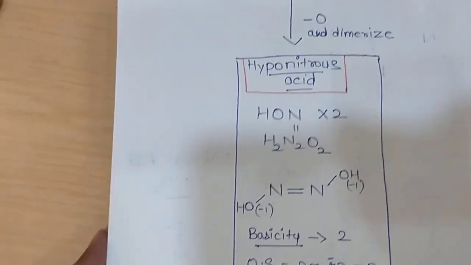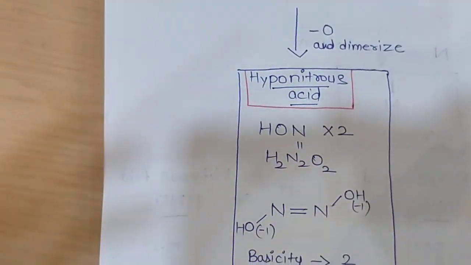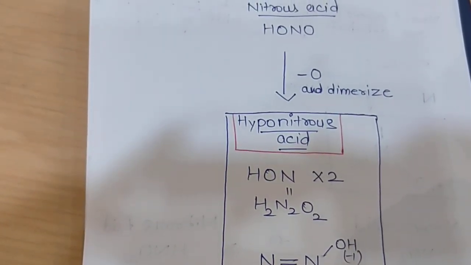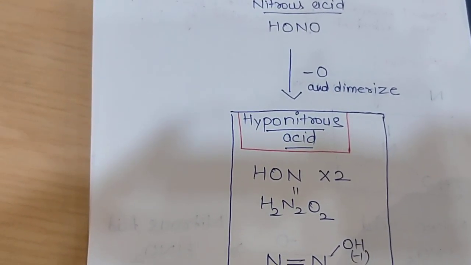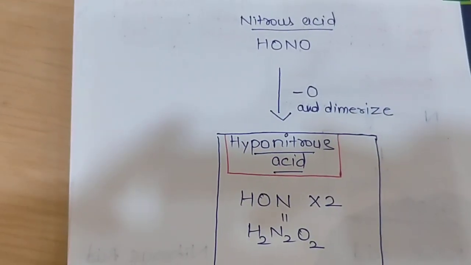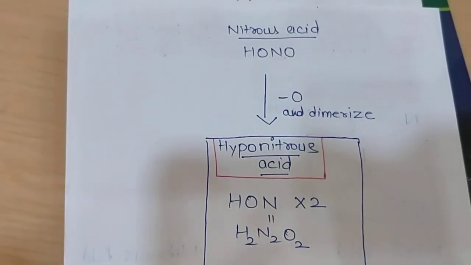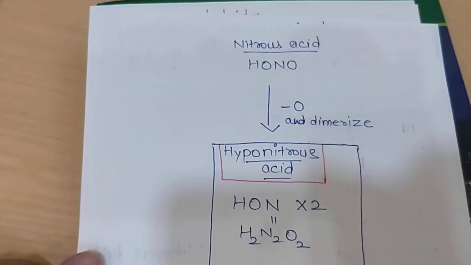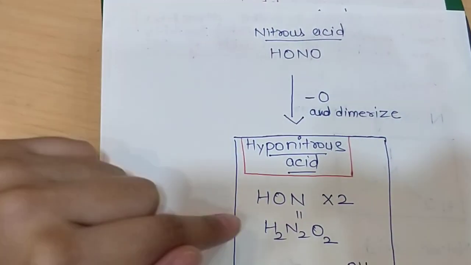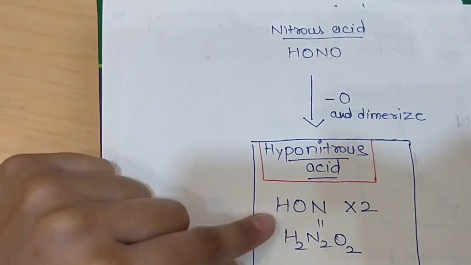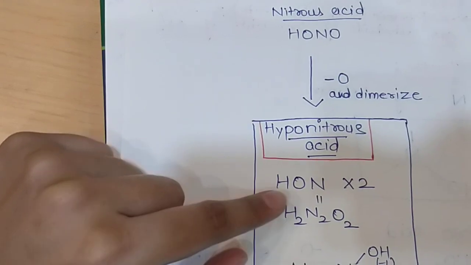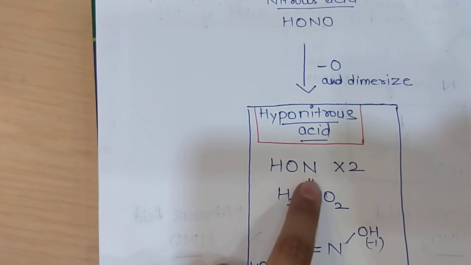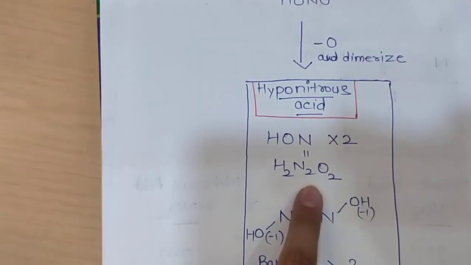Next we'll generate hyponitrous acid. As we all know, by the removal of oxygen from any system, we can introduce the prefix hypo in front of it. So after the removal of oxygen, we'll get hyponitrous acid. Here in case of oxy acids of nitrogen, after the removal of oxygen, the formula will become HON. Here this HON exists as a dimer, so it will dimerize, and the actual formula is H2N2O2.